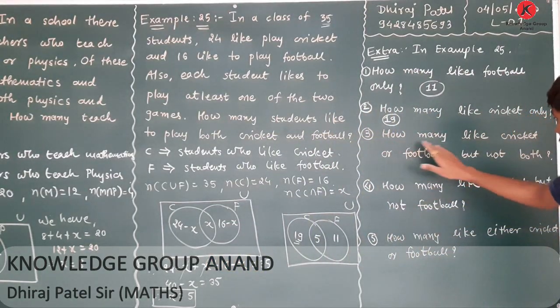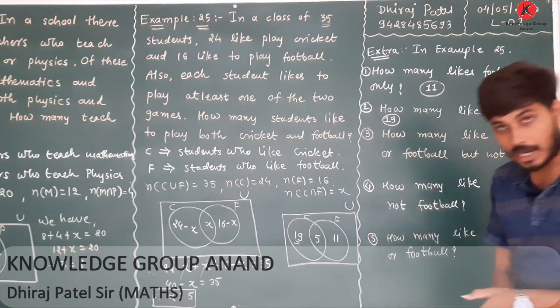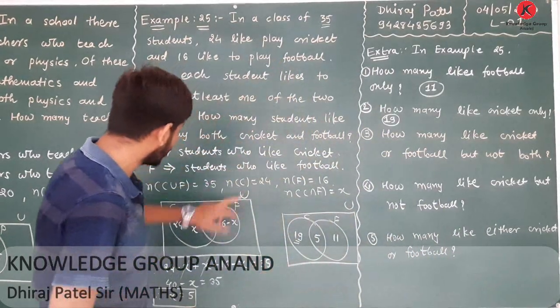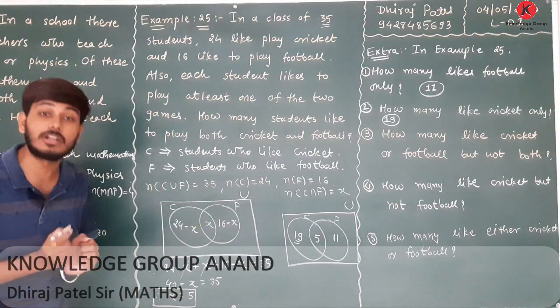Third question, how many like cricket or football but not both? How many like cricket or football? So cricket or football, that means C union F, which is equal to 35.